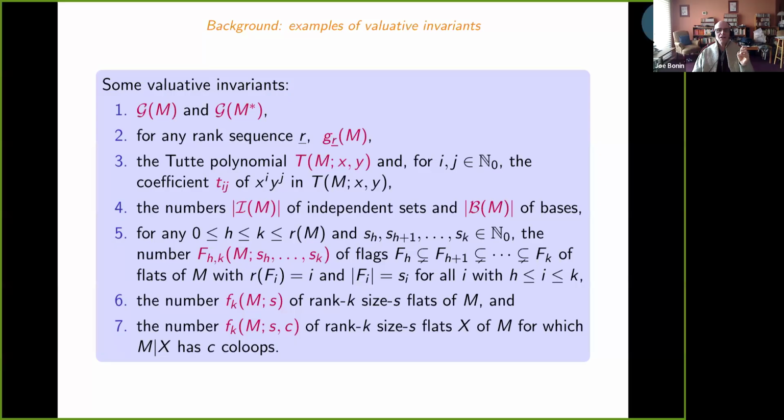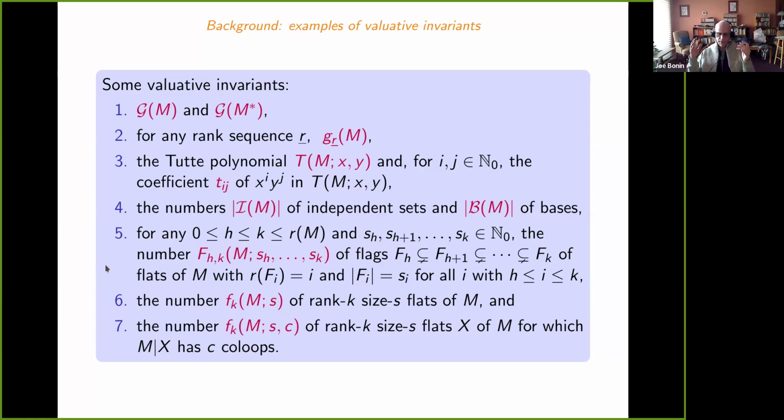So here's a list of the valuative invariants relevant for us. There are lots of other ones that come up in other contexts. The G invariant and its dual, the coefficient of a particular rank sequence in the G invariant, the Tutte polynomial, any particular coefficient of the Tutte polynomial, we'll use those. Information you can dig out of the Tutte polynomial, such as the number of independent sets, the number of bases, and then this catenary data that Joseph Kung and I worked on.